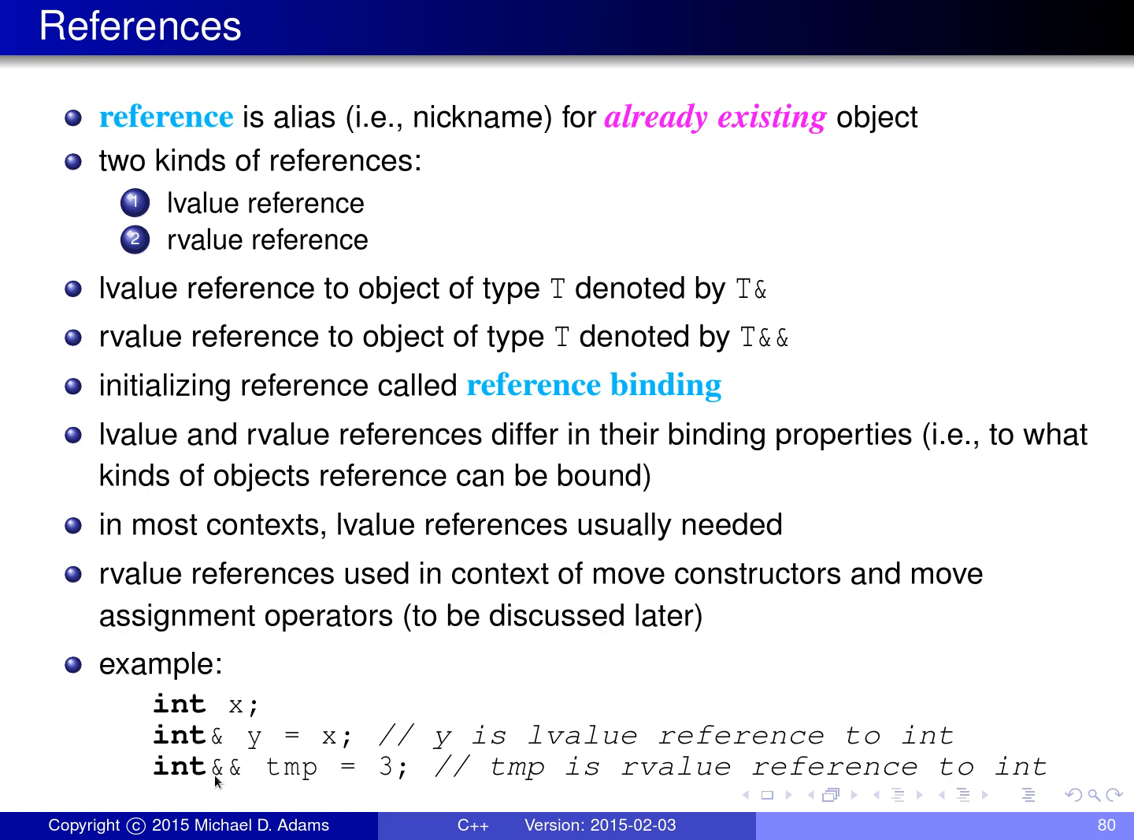On the next line we have int followed by 2 ampersands. So this particular identifier tmp refers to an R value reference to int. Again, it's helpful to read these type names right to left. It's a double ampersand, so it's an R value reference, and it's an R value reference to an int. In this particular case, this R value reference is referring to 3. So tmp is just a nickname for the value 3.